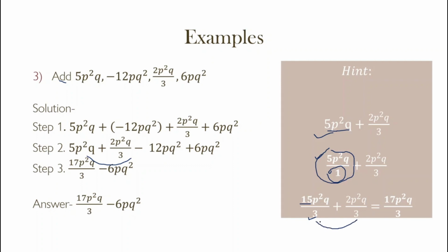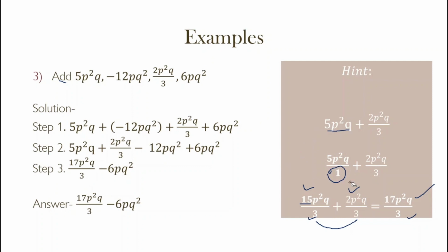So how do we add such fractions which have the same denominator? We simply add the numerators and the denominator remains the same. So 15 plus 2 is 17p²q over 3. So that's how we get 17p²q over 3. I hope it's clear.